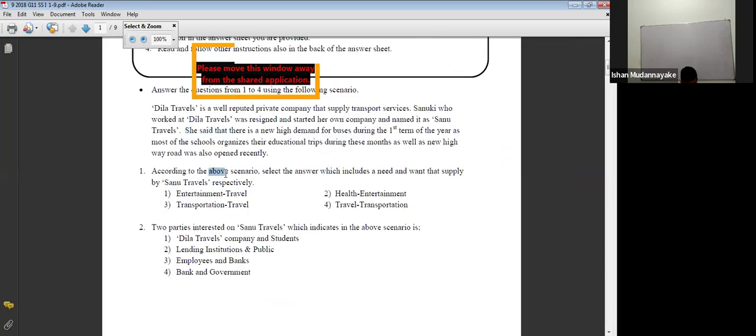Well, question 1. According to the above scenario, select the answer which includes a need and want that's supplied by Sanu Travels respectively.